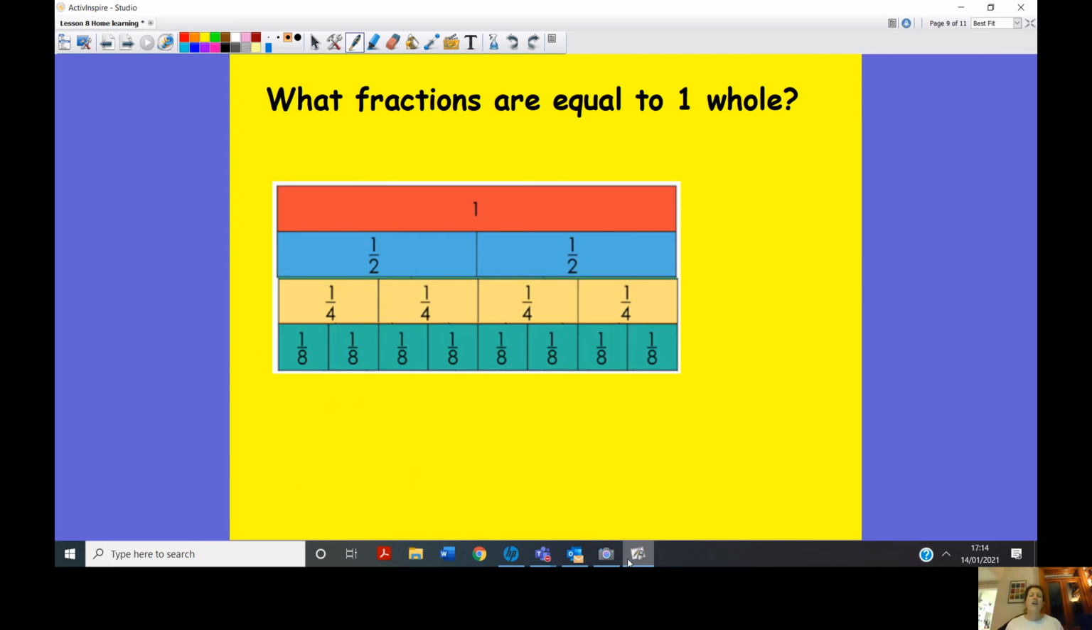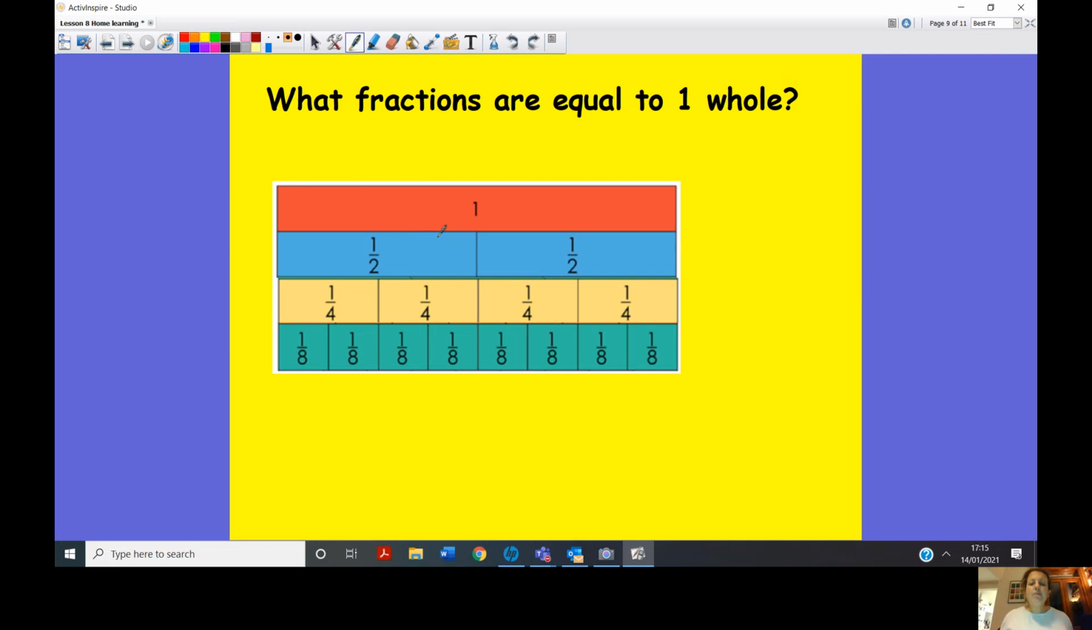Let's take a look at this fraction wall. What fractions are equal to 1 whole? Maybe pause the video and have a quick think. Okay, what fractions are equal to 1 whole? So our whole is here at the top. This is our whole. Our whole is 1.